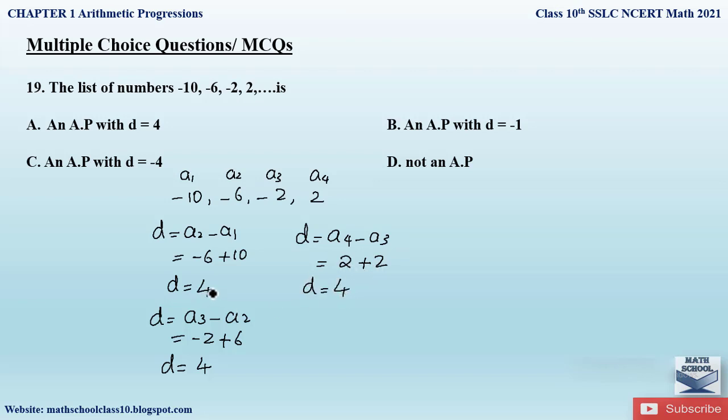So here you can notice that D value is same in all the three cases, right? So therefore the list of numbers forms an AP and the common difference D is equal to 4. So our correct option is option A, right? So this is how you find out whether a given list of numbers forms an AP or not.